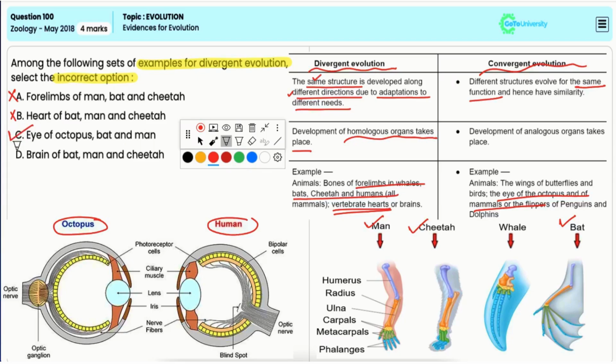Option D, brain of bat, man, and cheetah. Now, brains of mammals such as bats, man, and cheetah have evolved from a common ancestor, but they have adapted to different needs and complexities across the species. Thus, it is also an example of divergent evolution and hence it is incorrect.